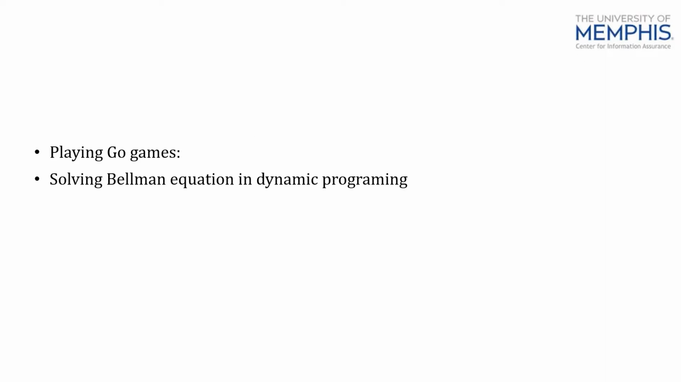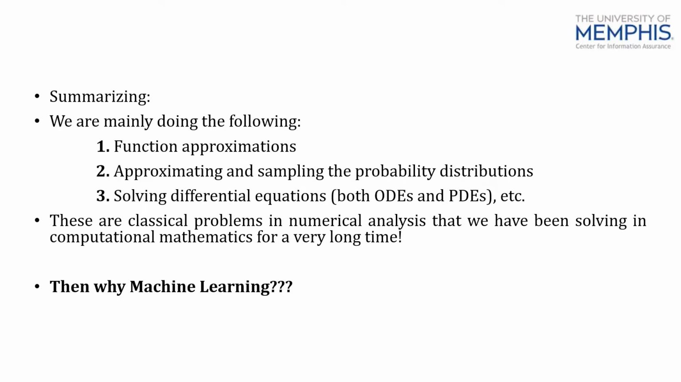So in the previous slides, we found that in the case of supervised and unsupervised problems, we are mainly solving the classical function approximation problem and the probability distribution approximation problem. Next, we focus on Go games, where the system solves the Bellman equation in dynamic programming. This is another classical mathematical problem. In short, the moral of the story is that we are generally solving some classical problems like 1. Function approximation, 2. Approximating the probability distribution, and 3. Solving differential equations like ODEs and PDEs.